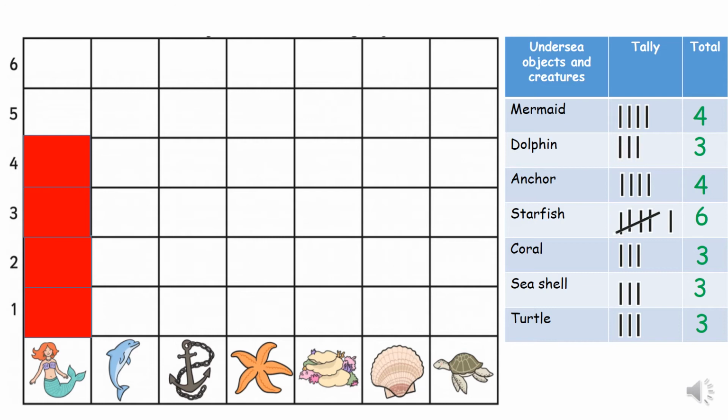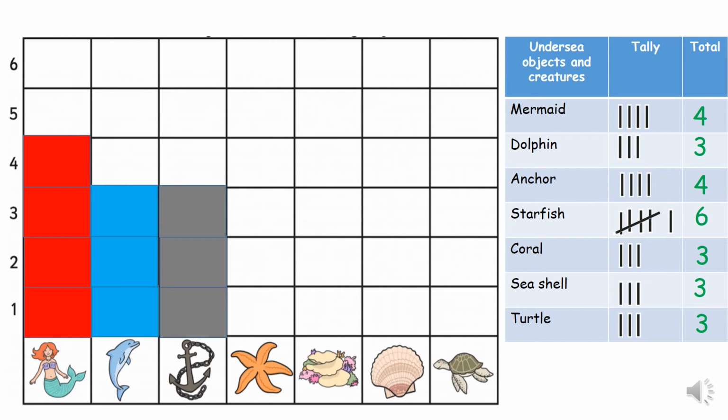The next item is dolphins. How many dolphins did we see? 3. 1, 2, 3. 3 squares to represent the 3 dolphins. The next item is anchor. How many anchors did we see? We saw 4. So 1, 2, 3, 4 squares.